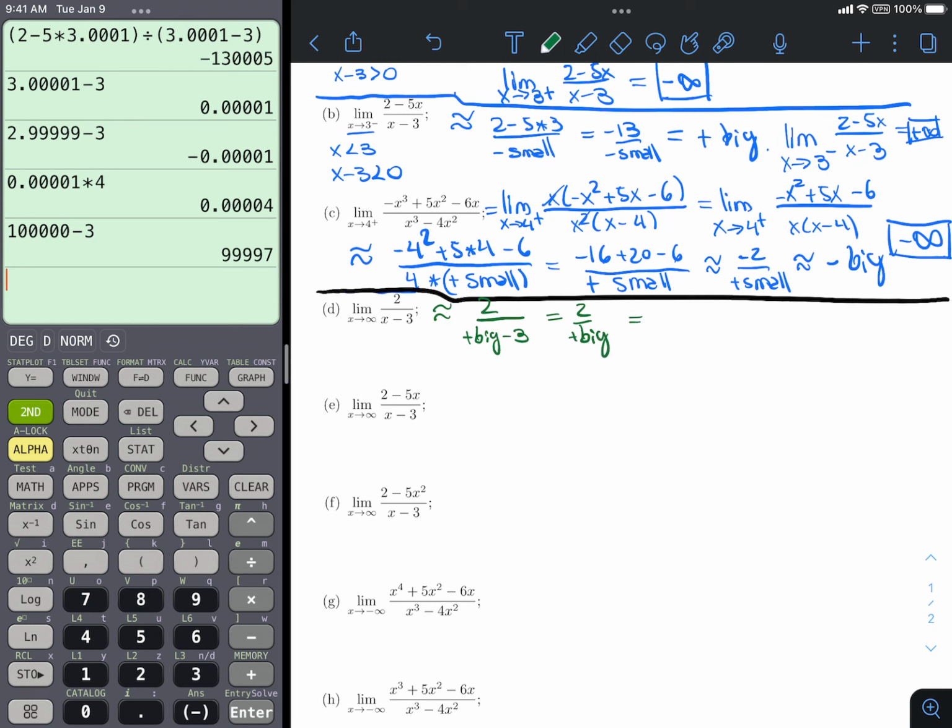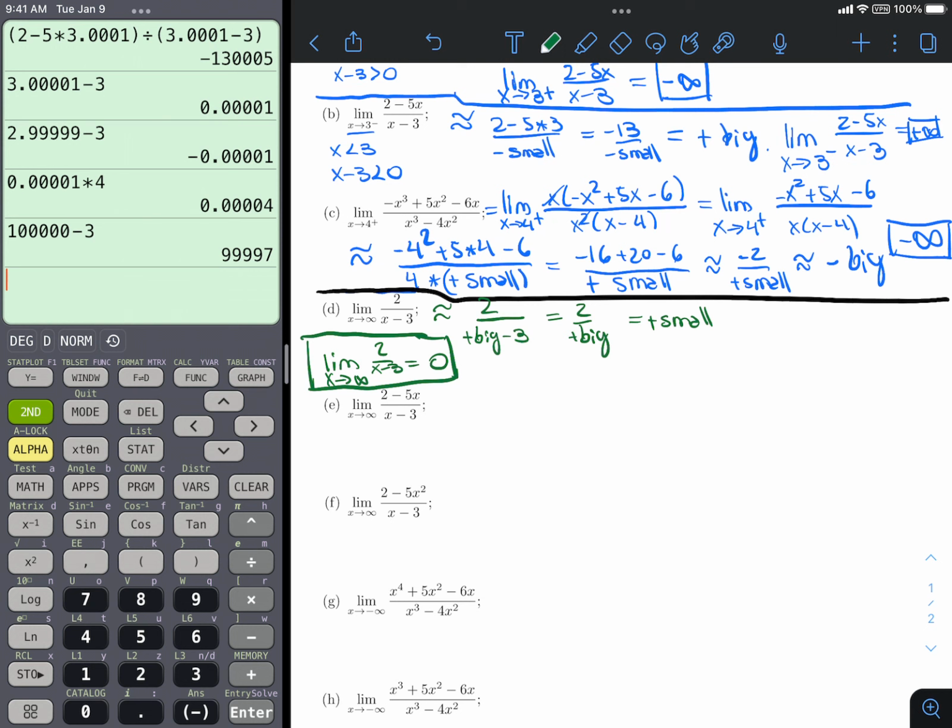So that is 2 divided by something big and still positive. So how many of something big fit into 2? Not much. So the answer is going to be small and positive. So just think about it that way. If you divide 2 by something really, really big, the answer is going to be really, really small. And the sign is going to be positive. So this limit, as x goes to infinity, of 2 over x minus 3 is 0. And that's what I mean by small. Small is something that's close to 0. Big is something that's far away from 0, either positive or negative.